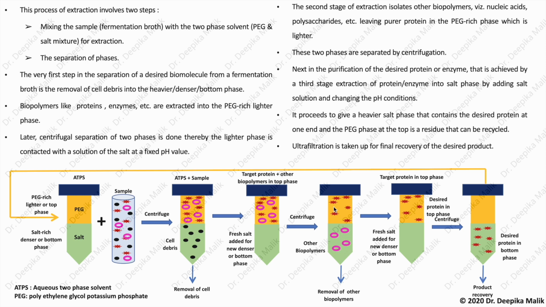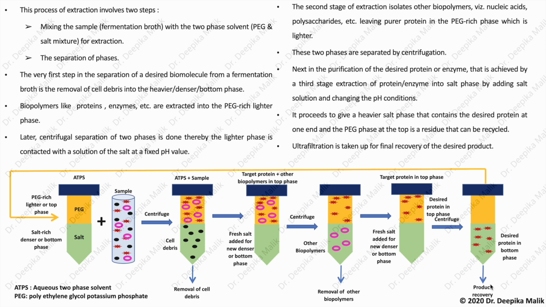and the proteins remain suspended in the upper lighter phase. The proteins are further shifted to another tube containing again fresh salt solution, and after centrifugation, these target proteins settle at the bottom of the tubes, which can further be recovered. The polyethylene glycol phase at the top can further be recycled. Finally, ultrafiltration is taken up for the final recovery of the desired product.